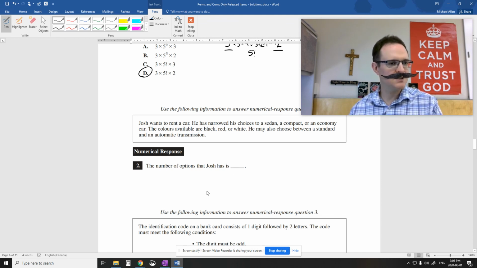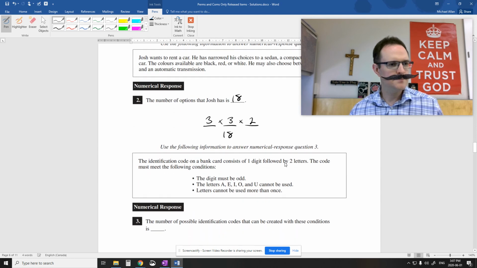So this is a pretty simple question. He has 3 choices for the type of car, 3 choices for the color, and he has 2 choices for that. So that's going to be 9 times 2. It's going to be 18 in total. So 18 different kinds of cars you can look at there.